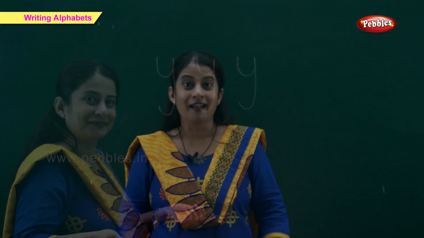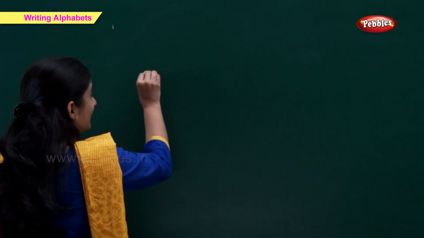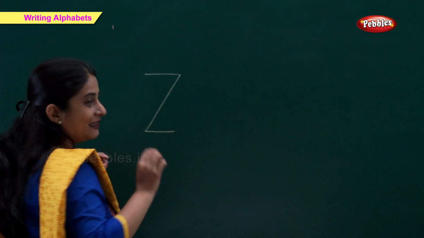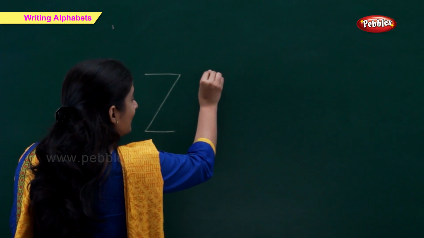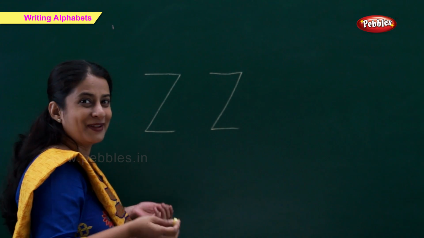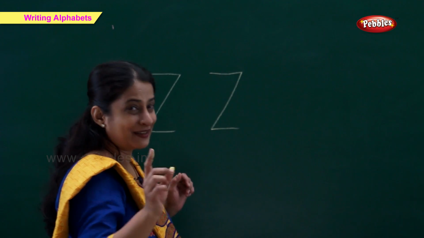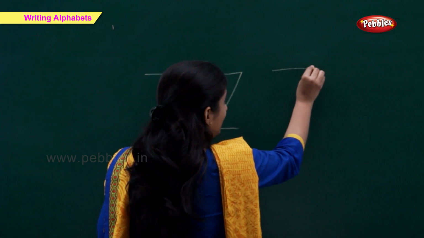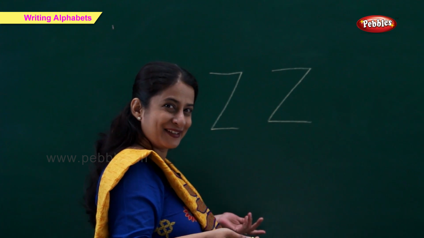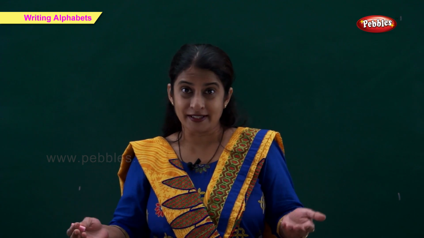Small y. And now we are going to write Z. Z for zebra. Sleeping line, cross line, another sleeping line makes Z, small z.